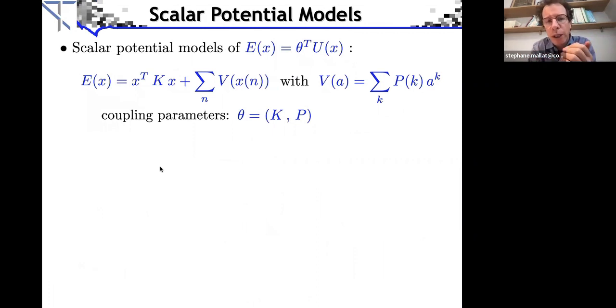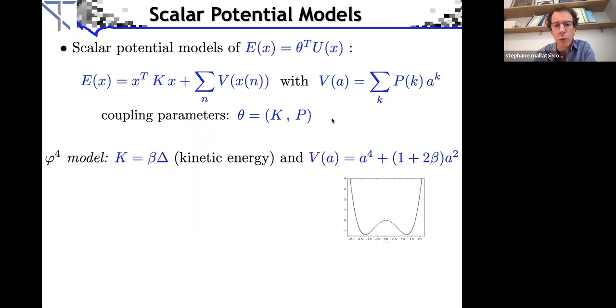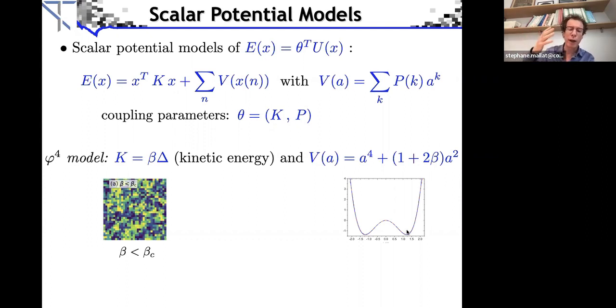And a typical application that has been used is for scalar potentials. The scalar potential are the cases where the energy doesn't only have a quadratic term as in a Gaussian distribution, but you also have a nonlinear potential, which only depends upon each point of the field. So it imposes a value on the scalar value of the field. So you have a potential that you can expand, for example, over a polynomial. And in the well-known case of the phi-4 model, the potential is a combination of power 4 and power 2, so that you have two minima near minus 1 and 1, so that the field values have a tendency to be equal to either minus 1 or 1.